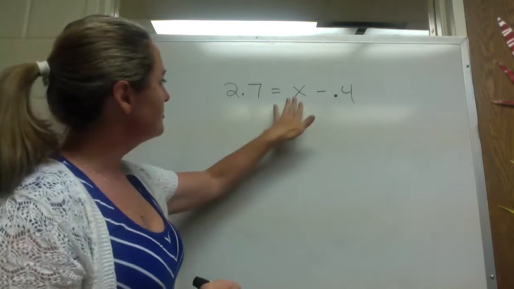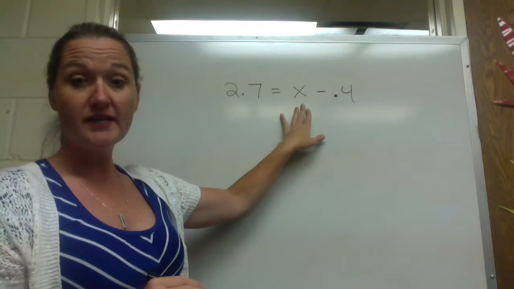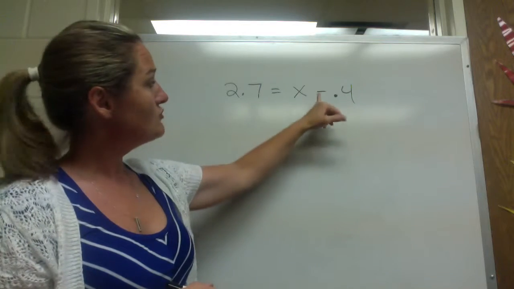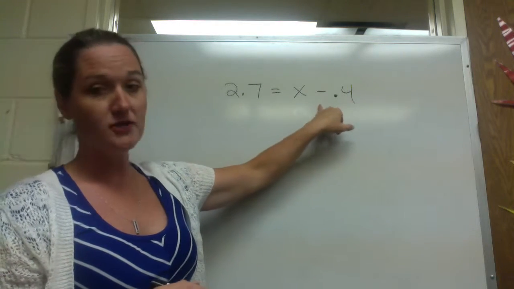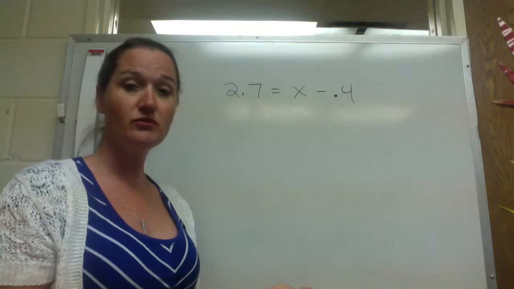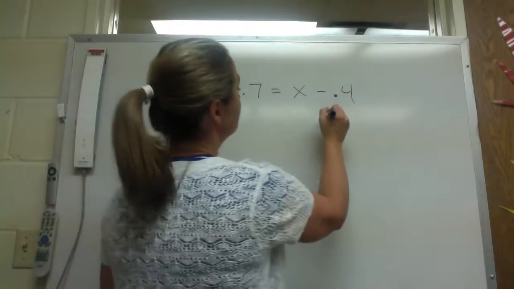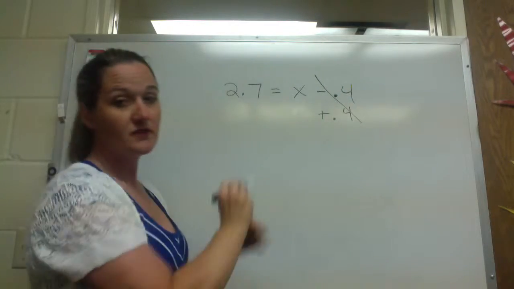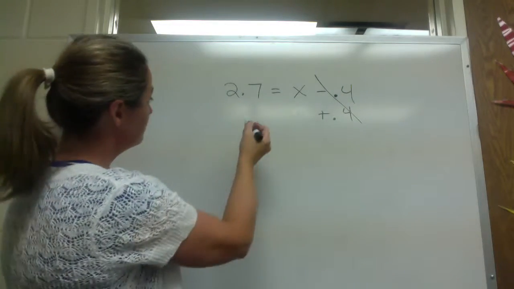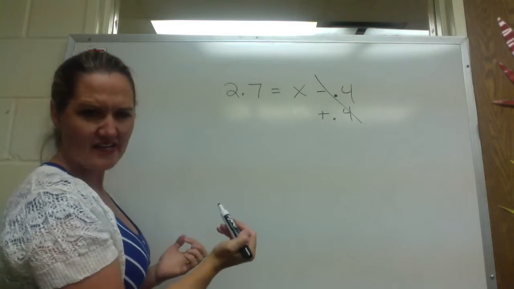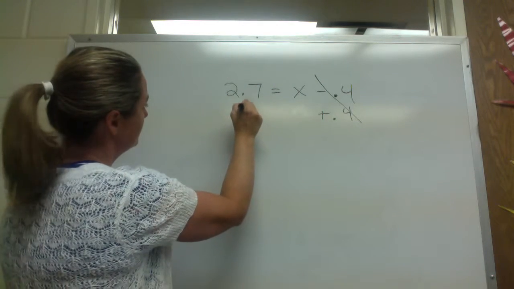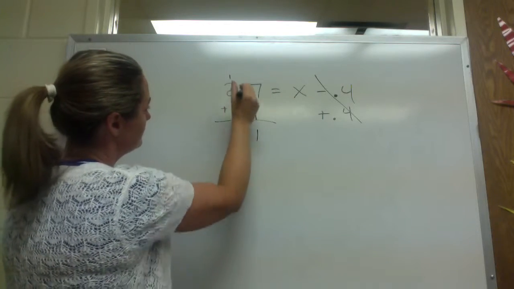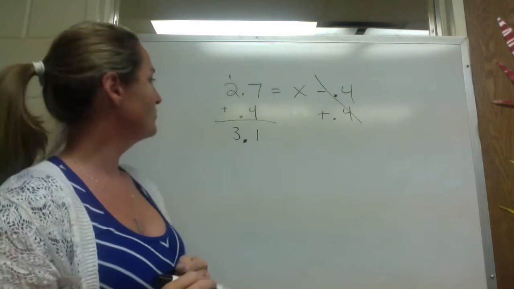Okay, so got the x. We need it to be all by itself on this side, so we got to get rid of that. Okay, so how do we get rid of minus 0.4? What's the opposite of subtracting 0.4? We're going to add 0.4. All right, poof, it's gone. I added there, so what do I have to do over here? The exact same thing. Remember, I'm adding decimals, so I have to make sure I line them up. Okay, drop my decimal. All right, 3.1 is my answer.